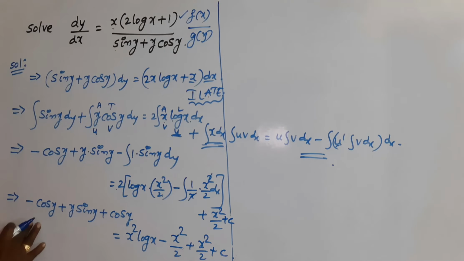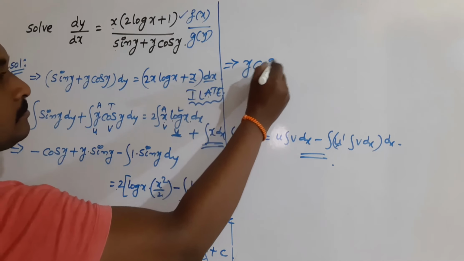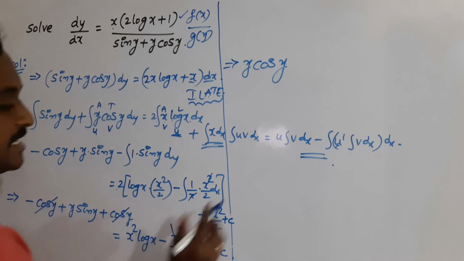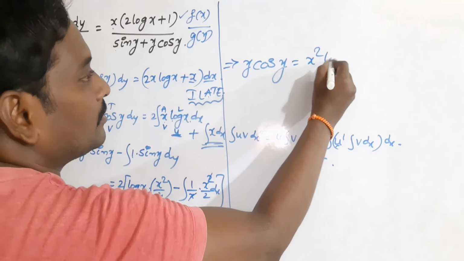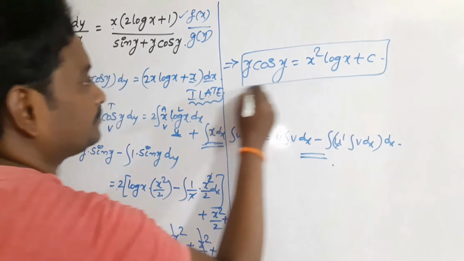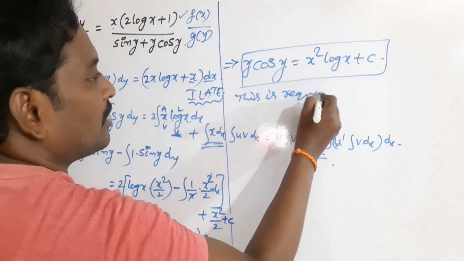Okay, clearly we are observing that in the left hand side minus cos y plus cos y getting cancelled, in the right side negative x square by 2 positive x square by 2 getting cancelled. So the remaining term is y cos y in the left hand side. In the right hand side it is x square log x plus c. This is the required general solution of 1.